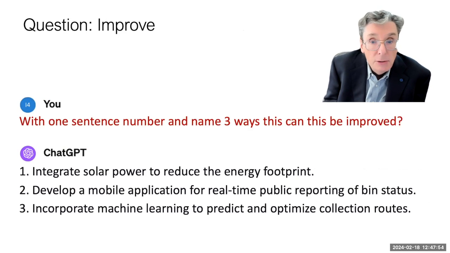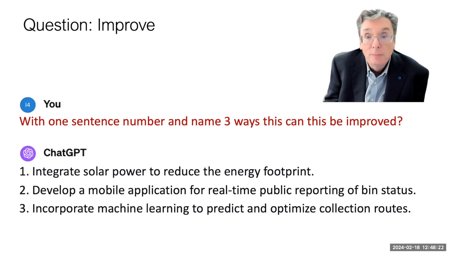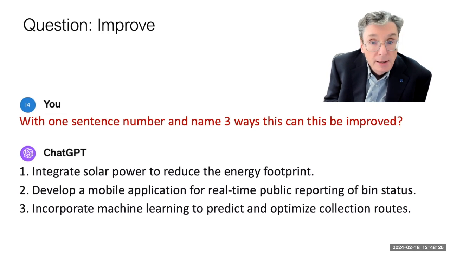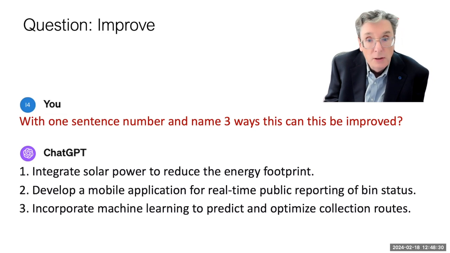So once you have that, you start asking your questions. So here, U stands for me. That's what I plugged into Chat. I said, with one sentence, number and name 3 ways this can be improved. So it came back with: integrate solar power to reduce the energy footprint. Good. Develop a mobile application for real-time public reporting of bin status. That's good. Incorporate machine learning to predict and optimize collection routes. Of course. So these are kind of the intuitive things you might expect to find with an application like this.